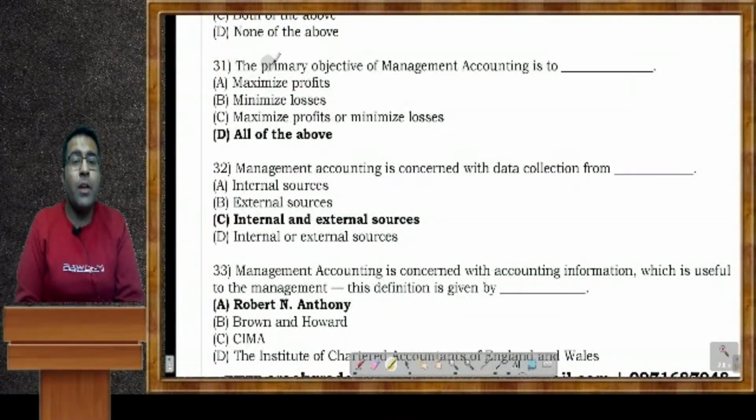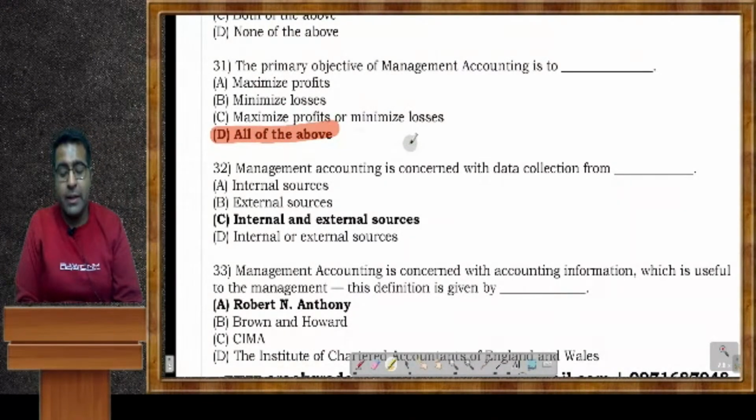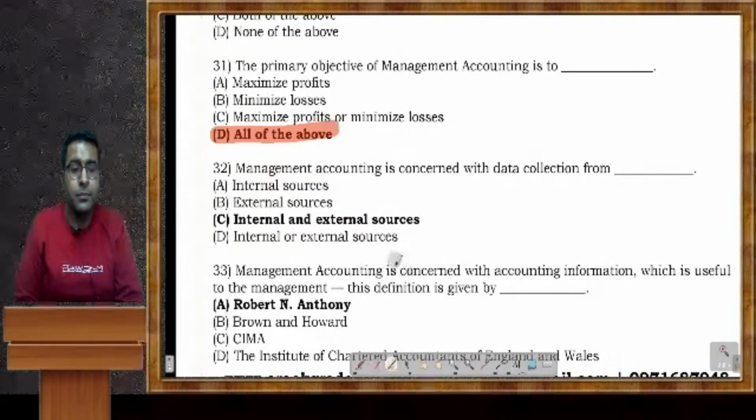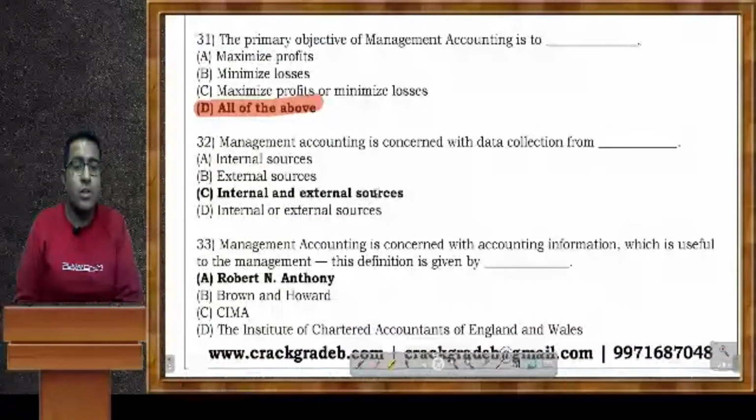The primary objective of management accounting is to maximize the profit, minimize the losses, maximize profit or minimize losses. Both of these, so all of the above is the correct answer. Next question.